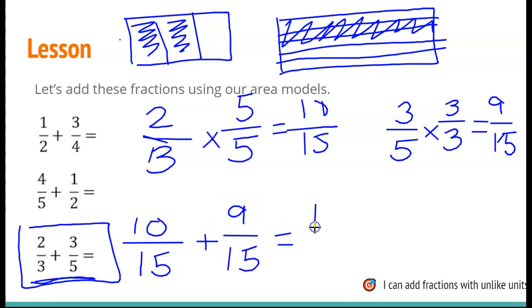All right, 10 plus 9 gives me 19. My unit is 15. Let's go ahead and pull out that whole. A whole is going to be 15/15. What plus 15 gives me that 19? 4. So it's 1 and 4/15.